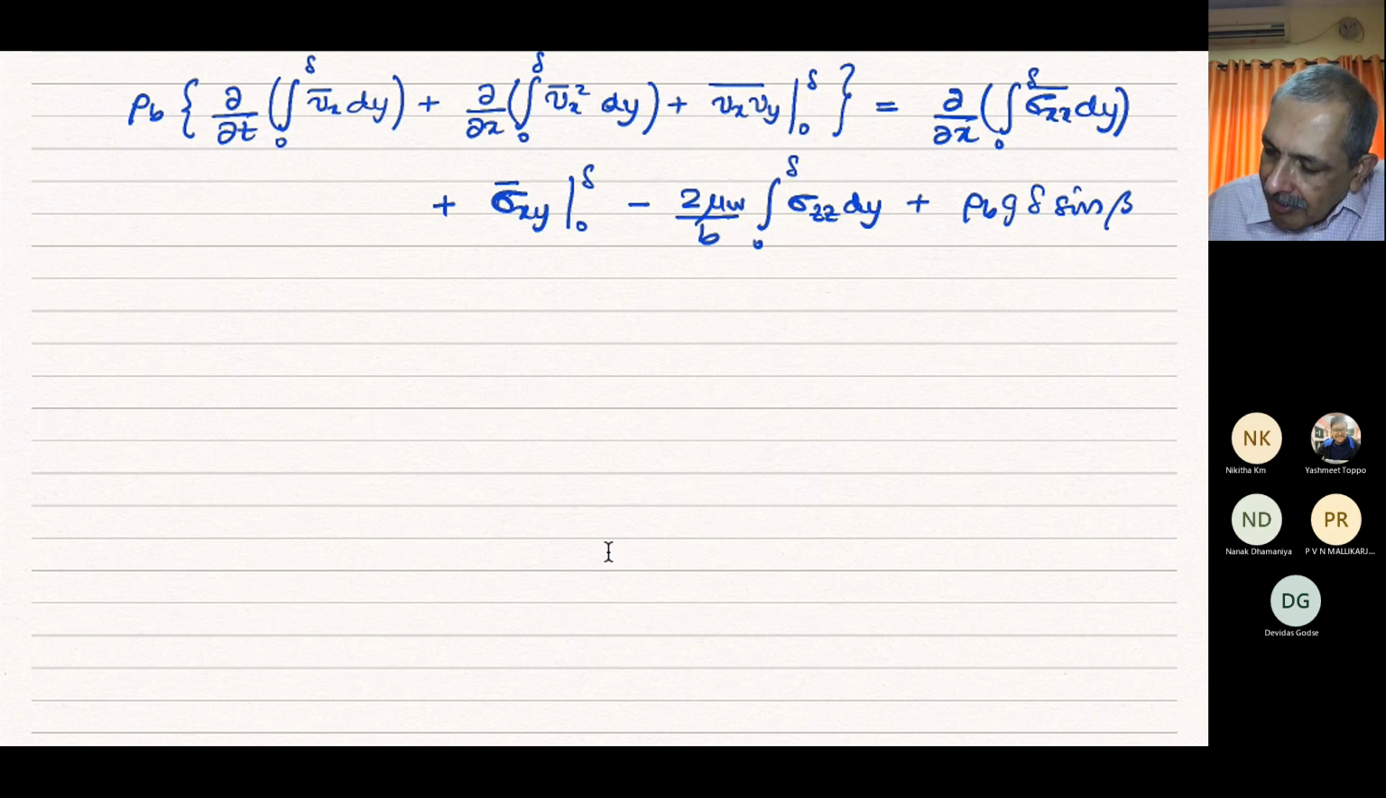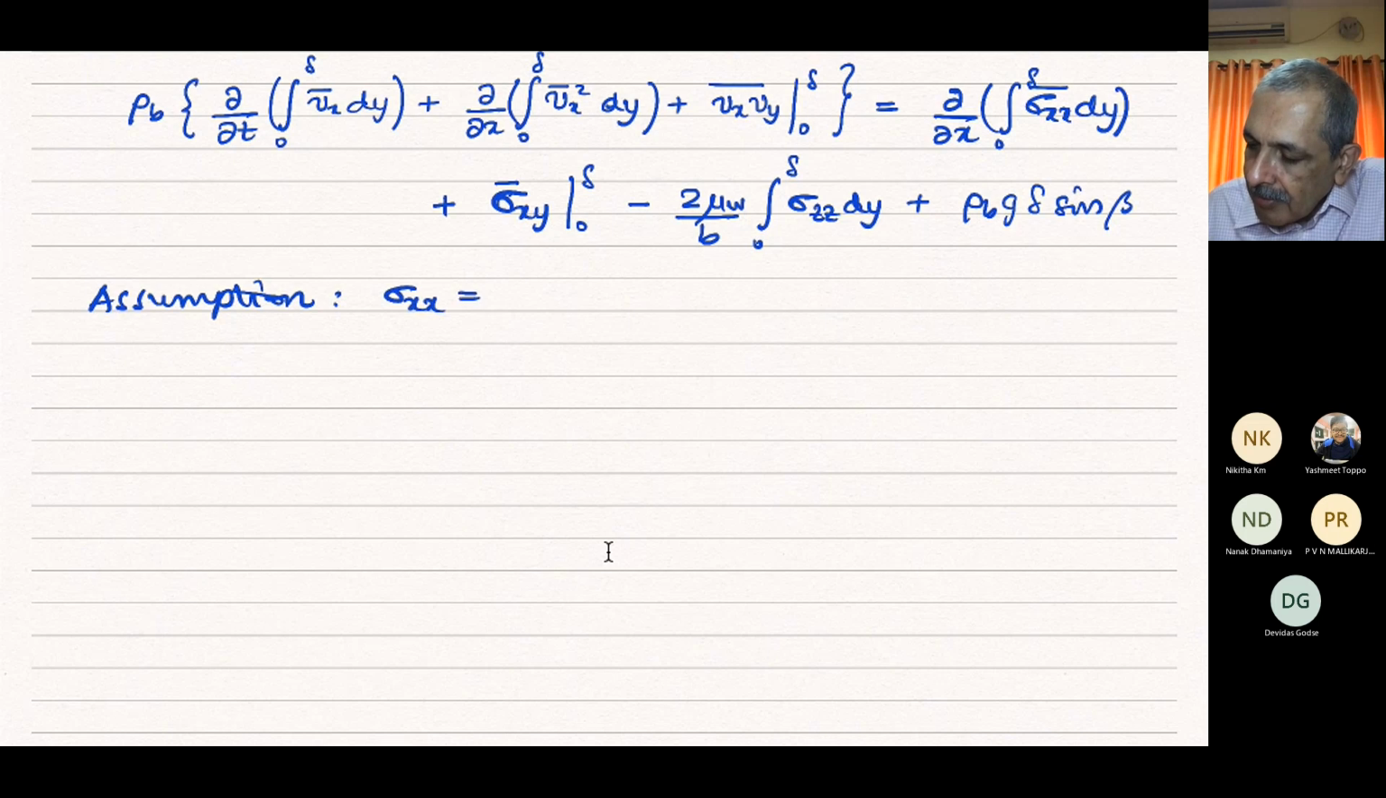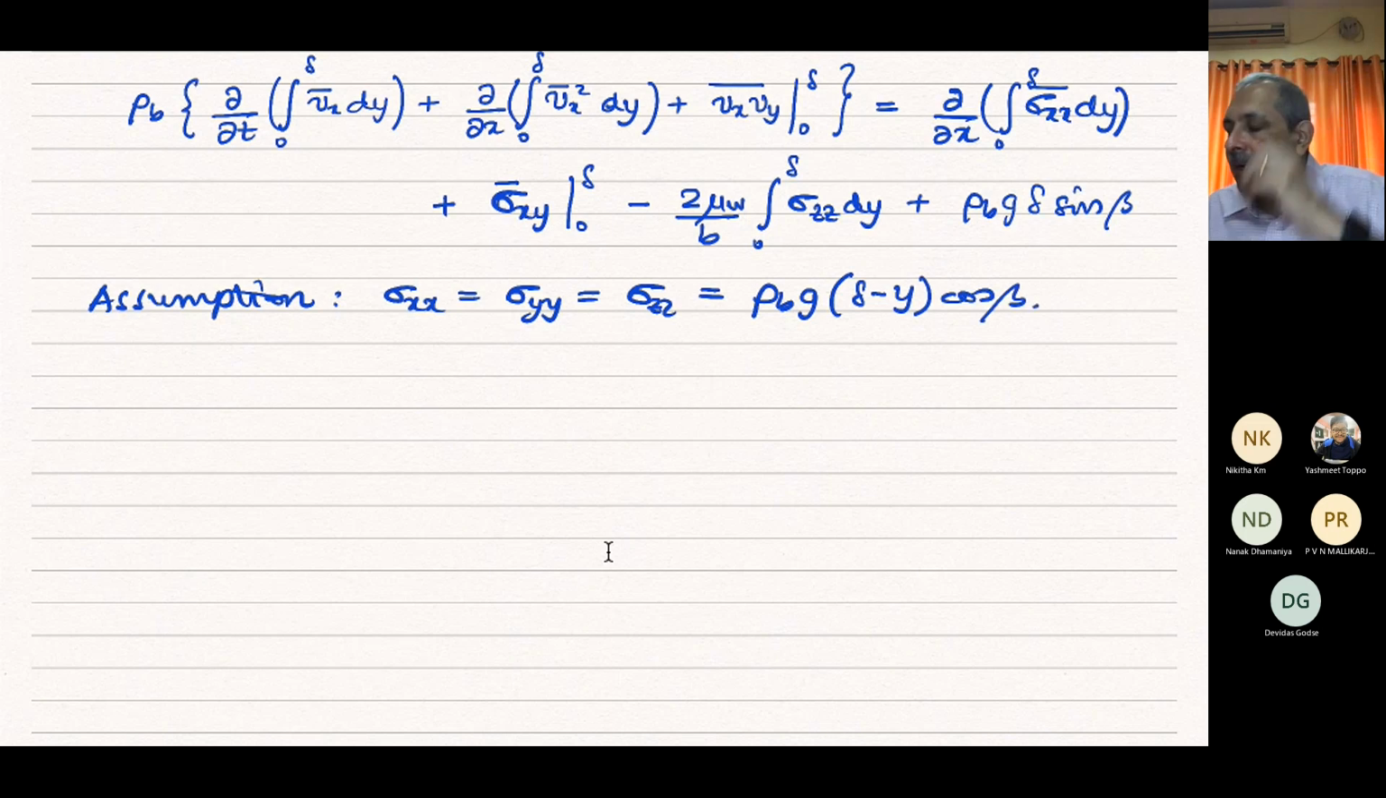So we'll make one more simplification. This is one assumption further. Let's suppose that the normal stresses are all equal, and we say that sigma xx is equal to sigma yy is equal to sigma zz, and this is just equal to the pressure, which is rho b g into delta minus y cos of beta. This is like how we did for the flowing layer. That's why I'm not bothering about doing the analysis.